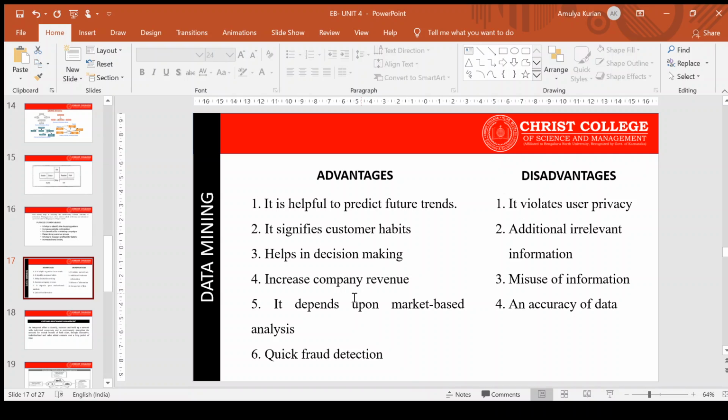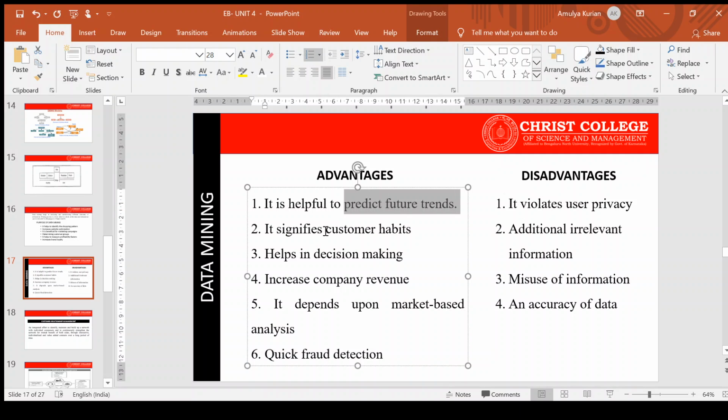So these are the advantages and disadvantages of data mining. So let's see, it helps to predict future trends, know customer habits, to make decision making easier, to increase company revenue. It depends upon the market-based analysis. So you are getting much more reliable information from the customer.